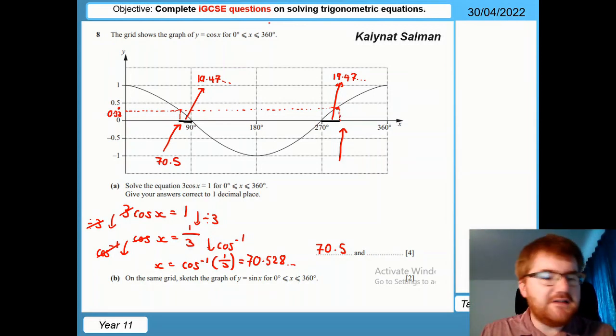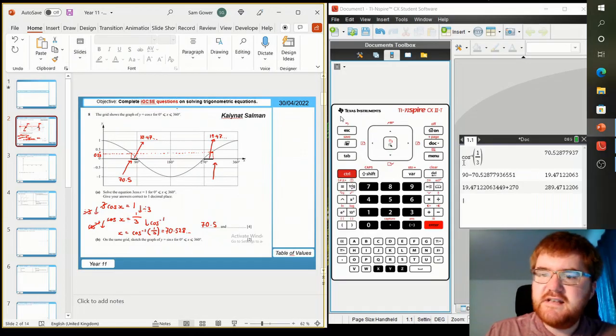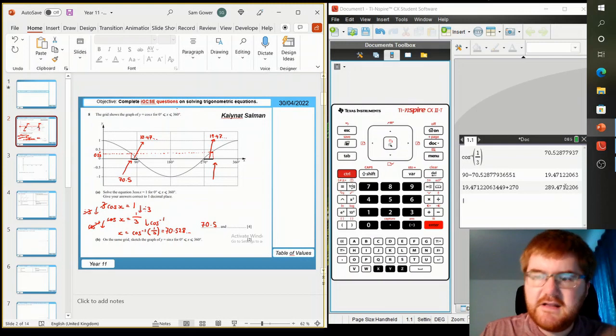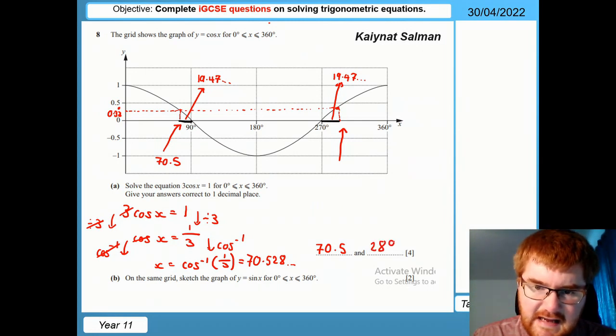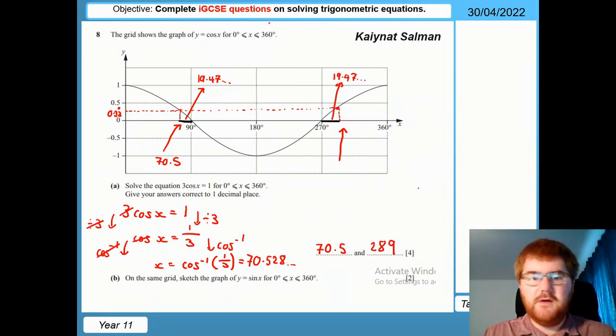So if I do that and go back to my calculator, you'll see then the answer will be equal to 289.47. And I'm going to round this, of course, to three significant figures. So we get then 289. So we get our two answers.